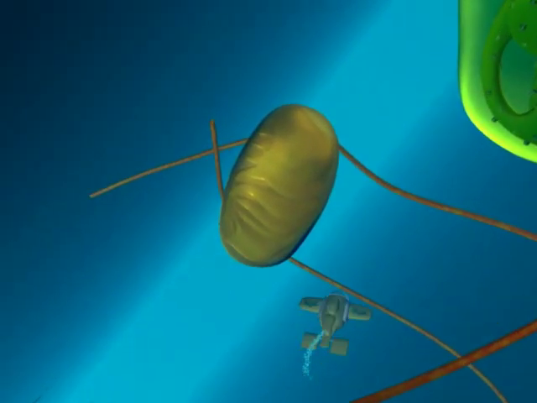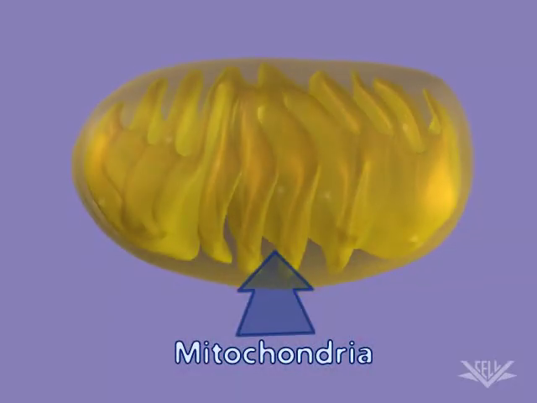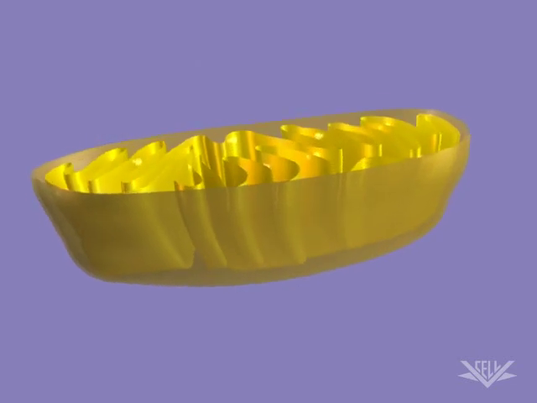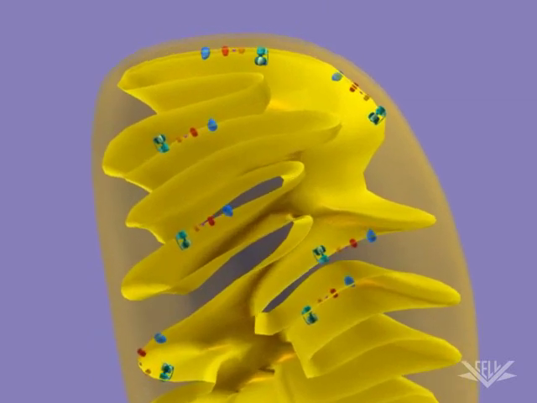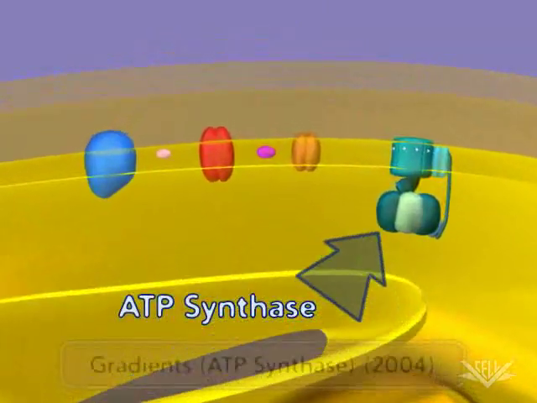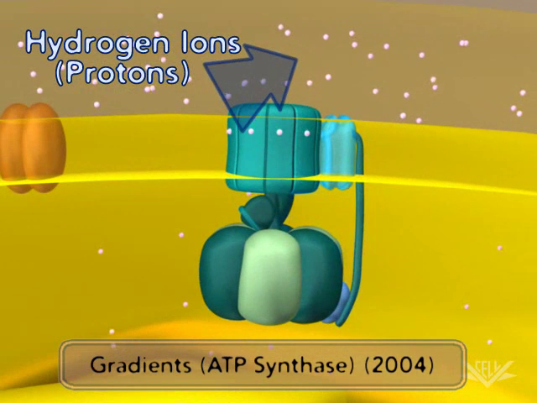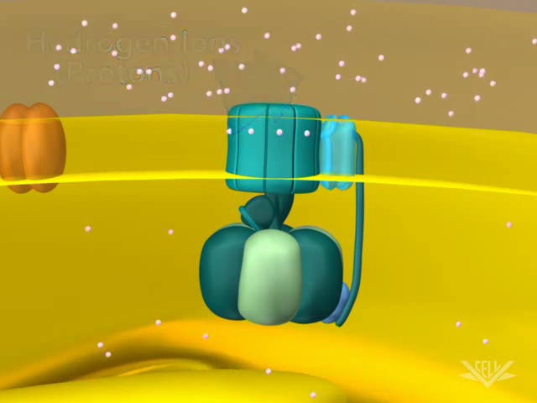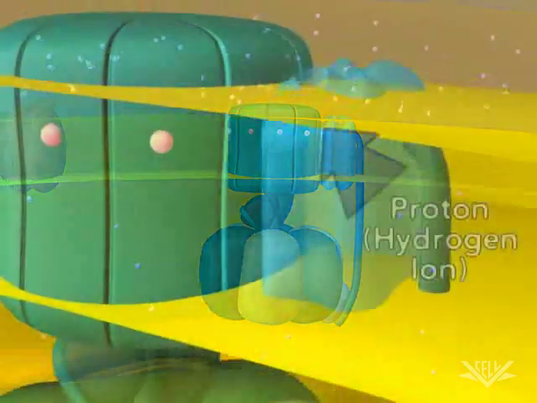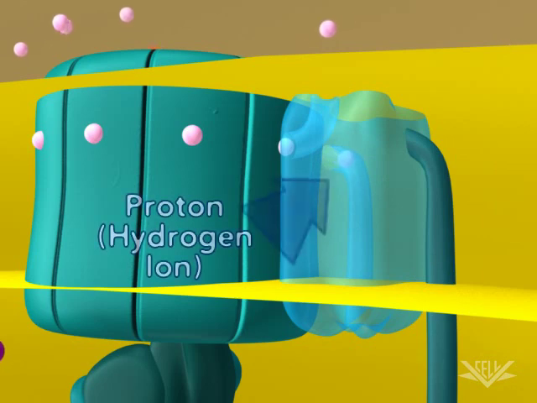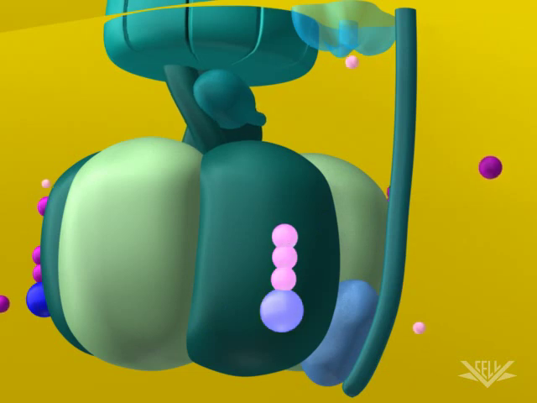Mitochondria and chloroplasts are the sites for unique cellular processes. We'll first look at the mitochondria. This organelle produces ATP, an energy molecule that is used by many other cellular processes. ATP is produced by a complex in the mitochondrial membrane called ATP synthase. The energy to produce ATP is provided by a gradient of protons, or hydrogen ions, found on two sides of the membrane. Protons flow from the area of high concentration through the ATP synthase to the area of low concentration. As they flow through ATP synthase, ATP is produced.